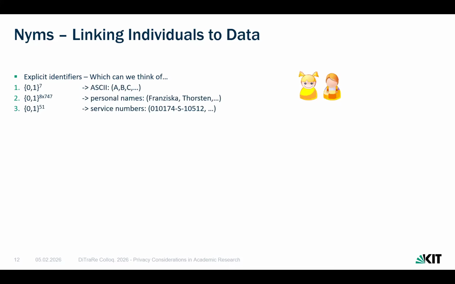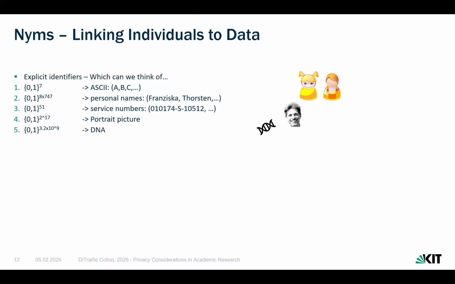And explicit identifiers can be many different things. Of course, it can be something like Alice and Bob being denoted by A and B, or it can be personal names, Franziska, Thorsten, whatever. By the way, personal names are not super identifying. Thorsten Strufe, unfortunately, is. There's only 2 Thorsten Strufes around the world. But very often names are not so identifying. In many cases, you could actually keep the name and you would have a K-anonymous set of, depending on the name, quite a few people.